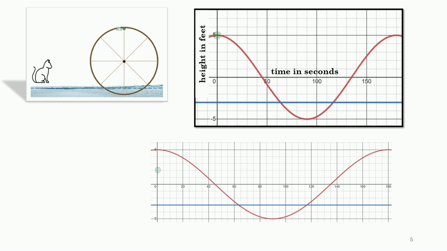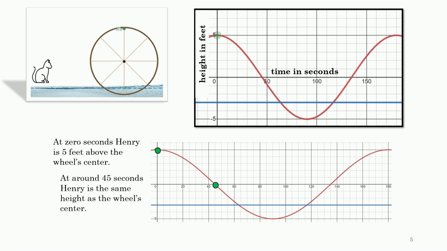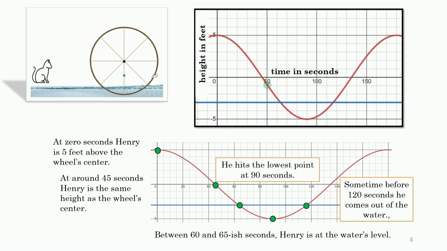Now, we know that at the beginning, he's 5 feet above the wheel's center, and after about 45-ish seconds or so, it looks like he's the same height right here. So here, let me turn that video back on for us. There we go. So we know that after 45 seconds, he's about the same height. At 90 seconds, he's at the bottom. Before that, around 65-ish seconds, he hits the water. At 90 seconds, he's at the bottom, and he comes out somewhere around 120 seconds.